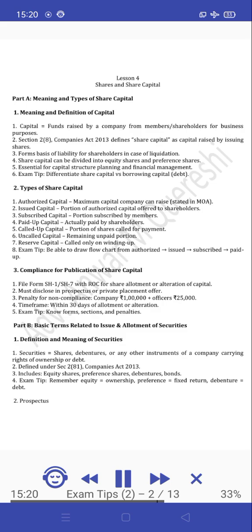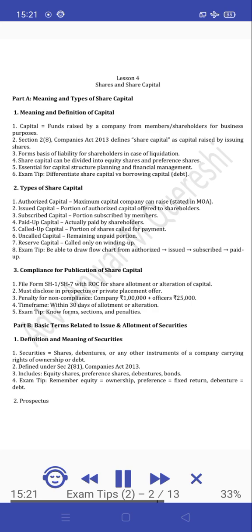3. Compliance for publication of share capital. 1. File form SH1, SH7 with ROC for share allotment or alteration of capital. 2. Must disclose in prospectus or private placement offer. 3. Penalty for non-compliance. Company 100,000 rupees plus officers 25,000 rupees. 4. Time frame. Within 30 days of allotment or alteration. 5. Exam tip. Know forms, sections, and penalties.